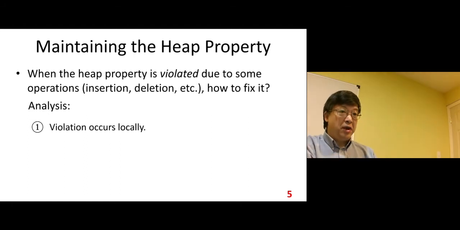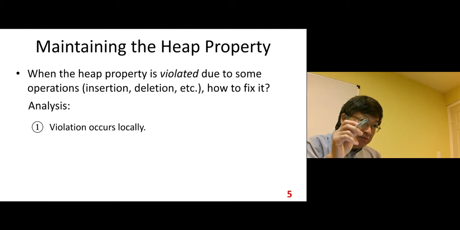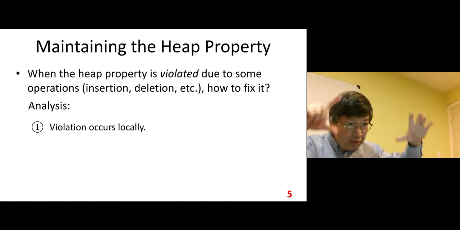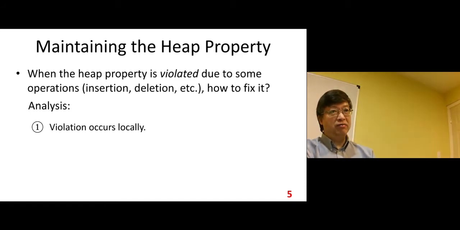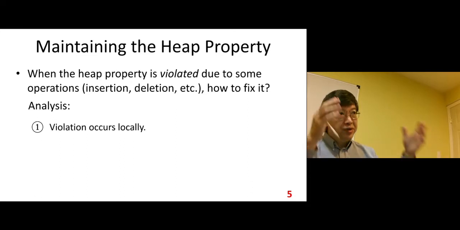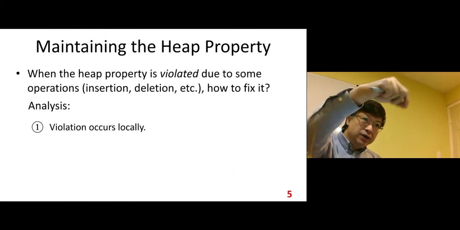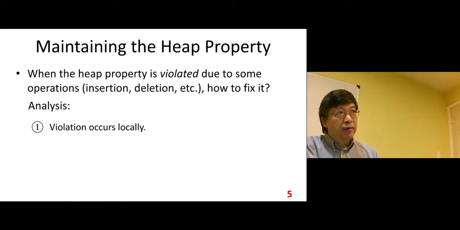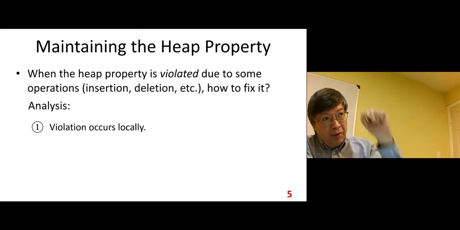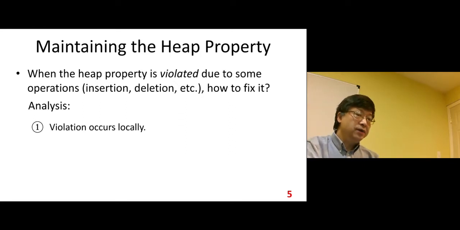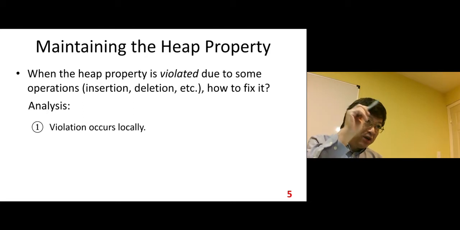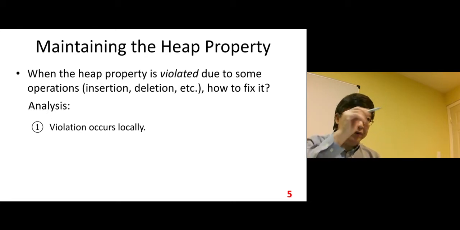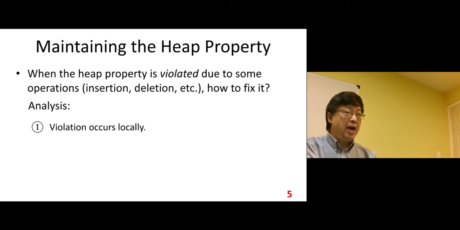Violation occurs locally. When we detect a violation, think about this. At the beginning, we construct a max heap, so there is no violation. Then we use it to store dynamic data. Then suddenly, when we insert a new data item, we can detect that at some node, the max heap property is violated. So that means the violation occurs locally. Only at one node does it violate the max heap property.